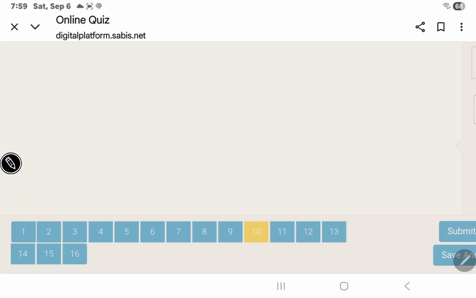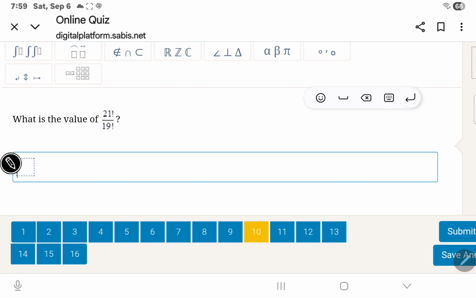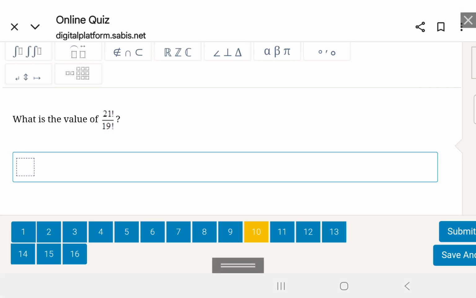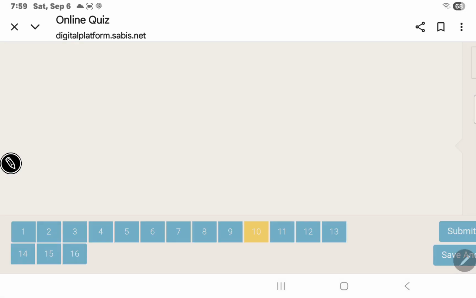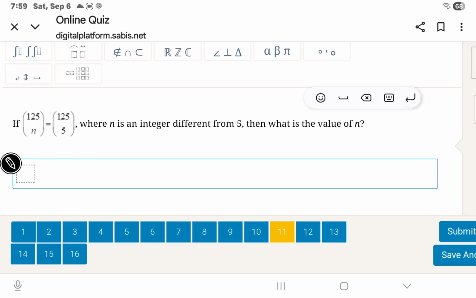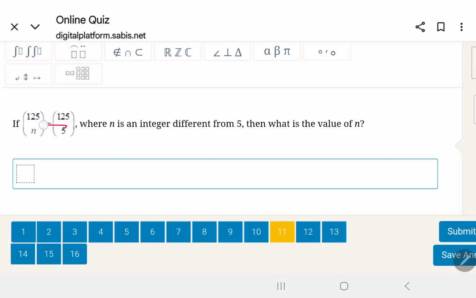Number 10 now. What's the value of 21 factorial divided by 19 factorial? This is a direct application of the previous question. 21 times 20 times 19. We stop here because I need to cancel it with the numerator. So 21 times 20, you multiply it, that's the answer. Next question. Okay, here these two numbers must add up to 125, so clearly n must be 120, and that's the answer.